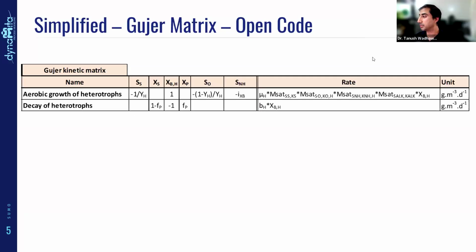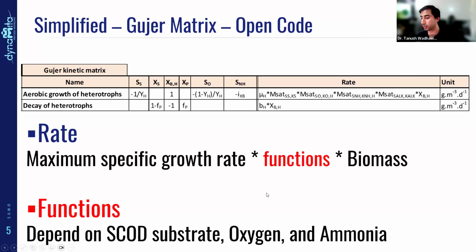Now, this is a simple example. All of that stoichiometry is then multiplied by the rate equation. And what is your rate equation? It is essentially your maximum specific growth rate, if we are talking about the aerobic growth of heterotrophs, multiplied by a bunch of mathematical functions, multiplied by the biomass concentration, right? So that's how you can write it in simplified form. What are these functions? They can be monod saturation terms or switching functions, which we'll look at in our next slide, but they can depend on soluble COD substrate concentration, on your oxygen concentration, and on the ammonia concentration available in your solution.